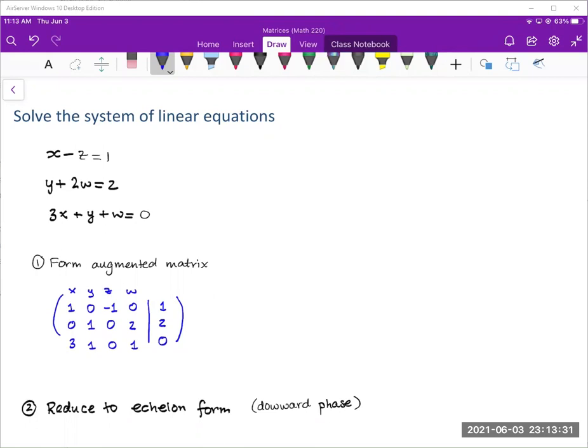So this is our augmented matrix. Sometimes we may not include this bar. So if you're told that we have an augmented matrix and we don't see any bars, it is understood that the last column is our augment. Okay, now that we have our augmented matrix, we can do row operations to reduce it to echelon form.